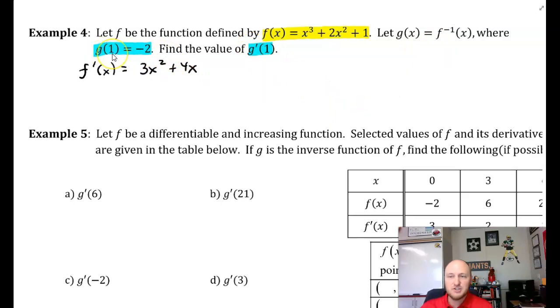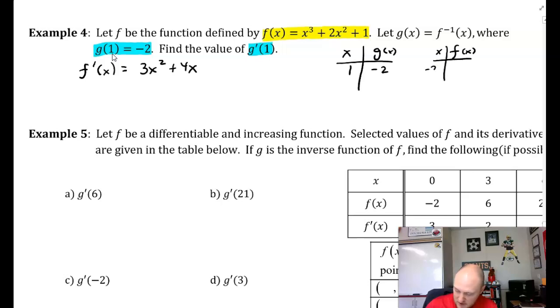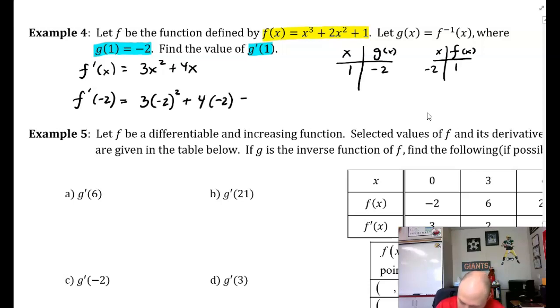Now, for my point at g, if I'm looking at g of x, the x value of 1 gives me negative 2. So if they're inverses, then the mirror point would be negative 2 comma 1. So I'm going to plug in negative 2. f prime of negative 2 is 3 times negative 2 squared plus 4 times negative 2. This gives us 3 times 4, which is 12, minus 8, which is equal to 4.